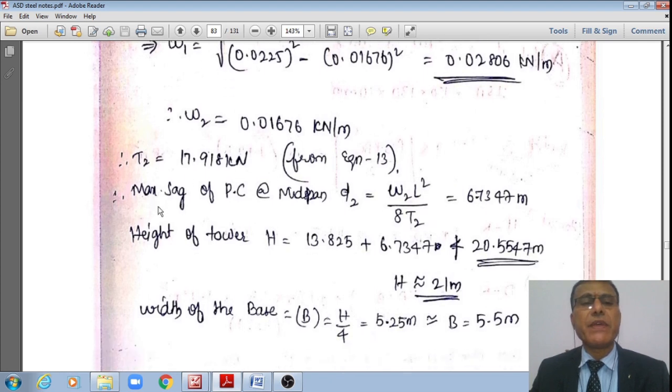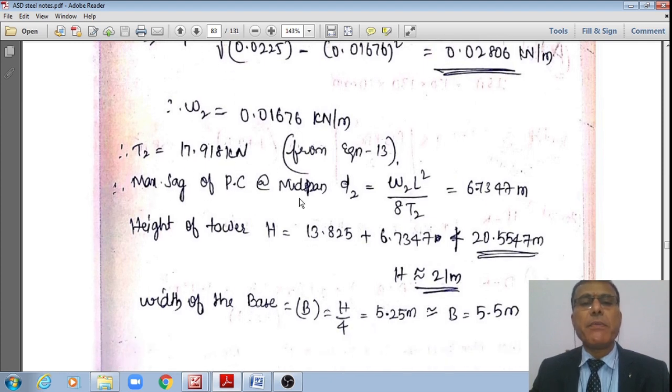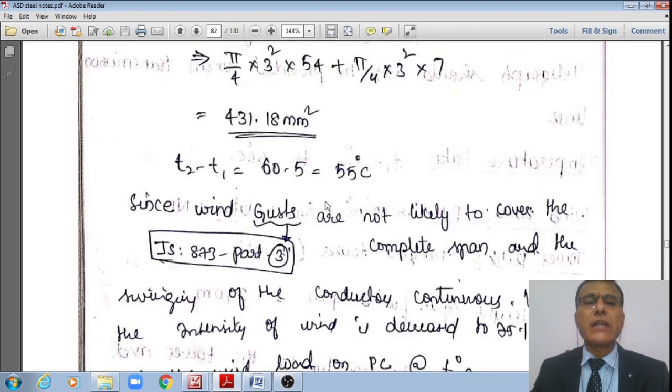when dip is maximum. Therefore, the maximum sag or dip of the power conductor at midspan corresponding to this condition of maximum temperature is D2 equal to W2 L square divided by 8 T2. Substituting all this, W2 and L are known, and T2 we have just calculated. Therefore, it now works out to around 6.73 meters.